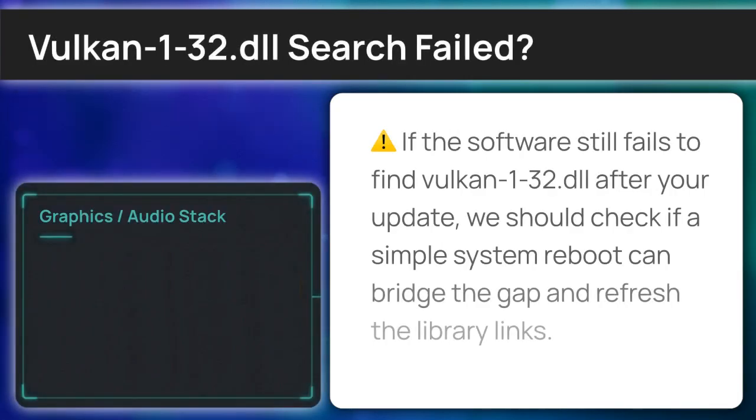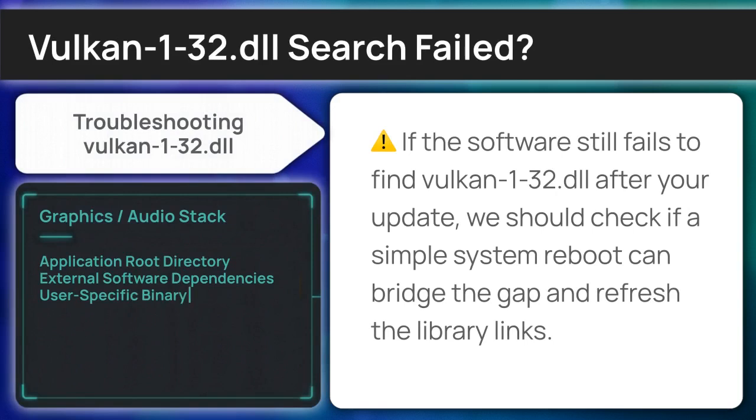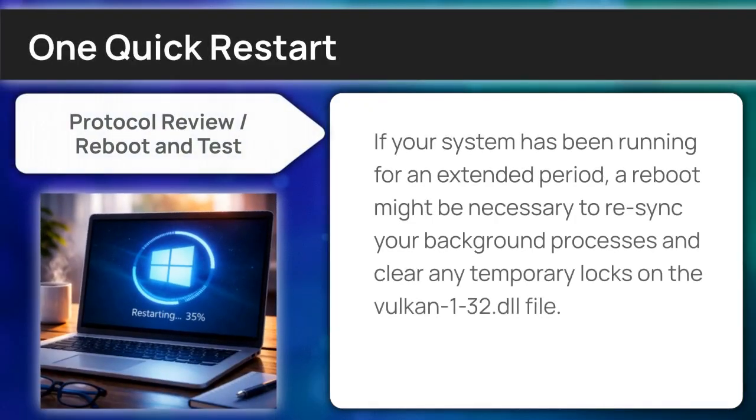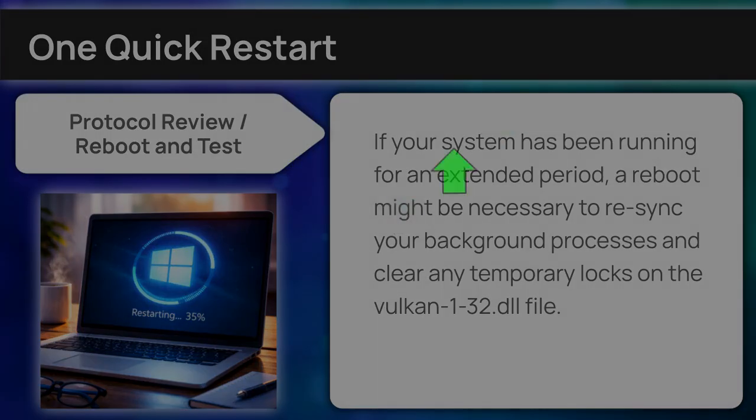When the primary installation path fails, a more surgical approach to checking your system's environmental variables is required. A quick reboot can determine if the error is transient. While it won't fix a deleted file, it can re-establish the connection between your software and the Vulkan-1-32 library file if the path was temporarily busy.